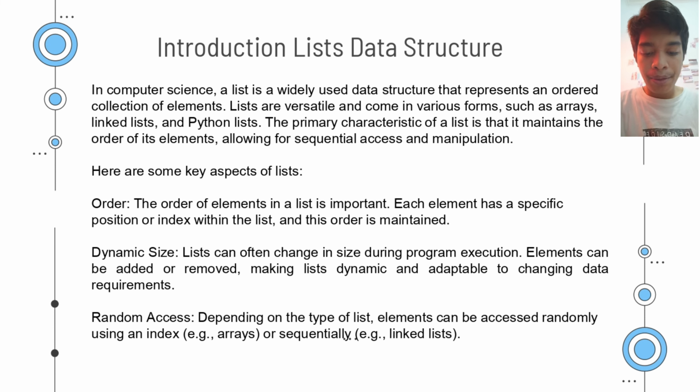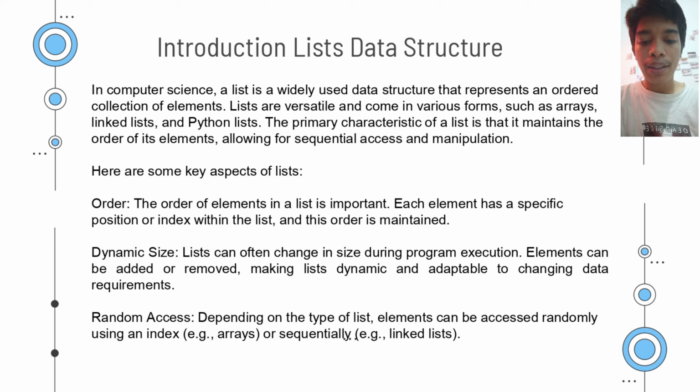Lists data structure. Introduction. In computer science, a list is a widely used data structure that represents an ordered collection of elements. Lists are versatile and common in various forms, such as arrays, linked lists, and Python lists. The primary characteristic of lists is that they maintain the order of their elements, allowing for sequential access and manipulation.